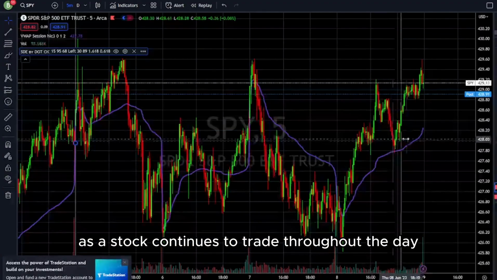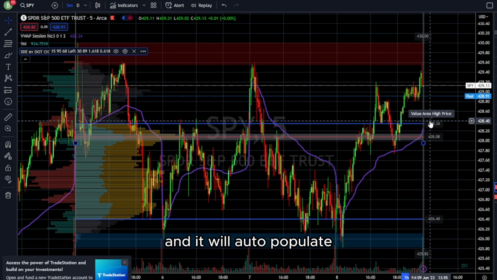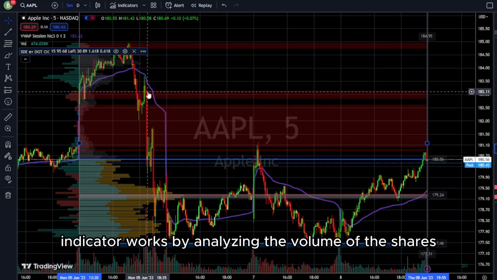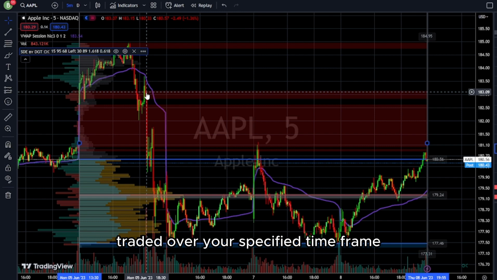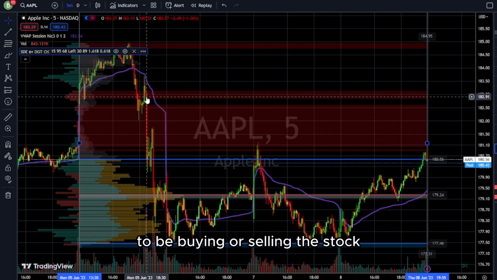As the stock continues to trade throughout the day, you can just grab this tab and move it over to the current price, and it will auto-populate all of the things that you need. Okay, so we have our zones. Now what are they telling us? The indicator works by analyzing the volume of the shares traded over your specified time frame. By using that data, it creates zones where people are more likely to be buying or selling the stock.